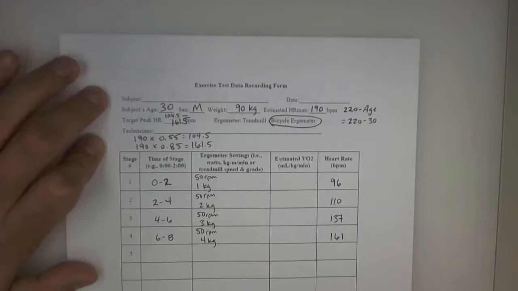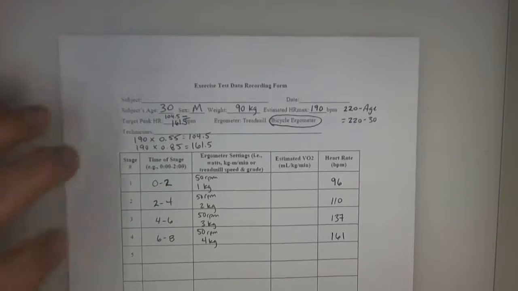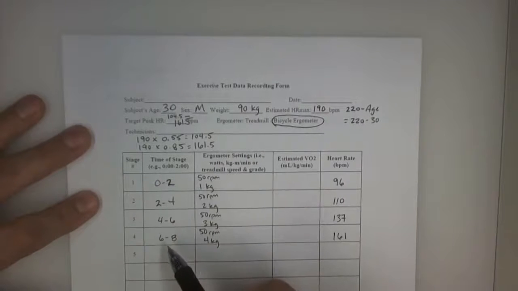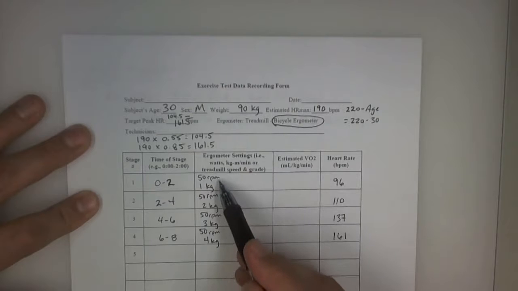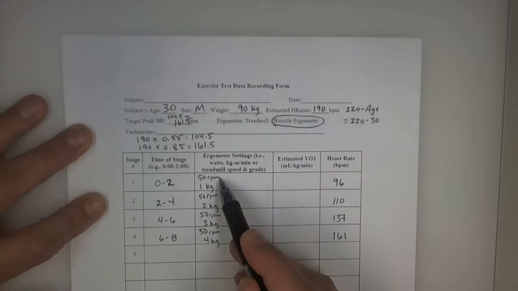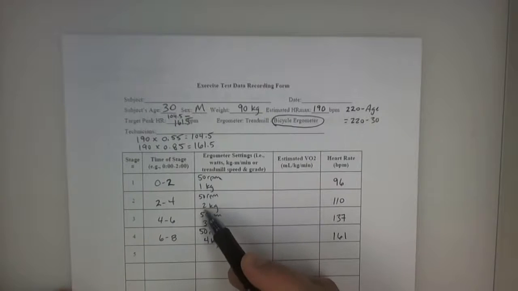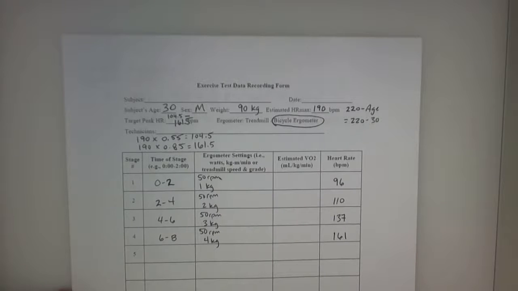So now if we move on into the data collection, this should match what most of you guys have for the data you collected. So we have the time of each stage. Each stage was 2 minutes. We then have, for this example, we're using the bicycle ergometer, so we have the number of revolutions per minute that the subject was pedaling. Again, we kept that constant at 50, and since this was a male, we added 1 kilogram every 2 minutes.